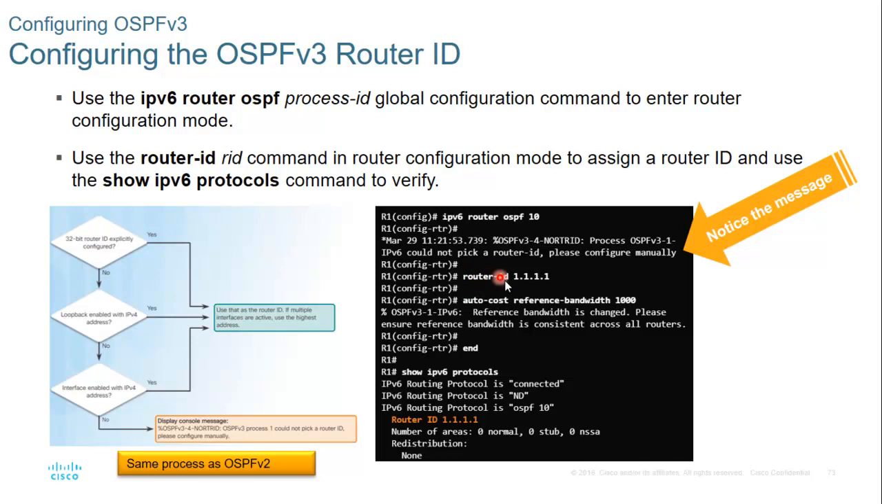Then you configure the router ID. So router ID 1.1.1.1. And then auto-cost reference-bandwidth 1000, because you want to make sure that Ethernet, Fast Ethernet, and Gigabit Ethernet are all different. Then end, and if you want to verify it, you type show IPv6 protocols, and it will show you the information about your IPv6 OSPF. So you have your router ID here, and we have the routing protocol is OSPF 10 and so on.